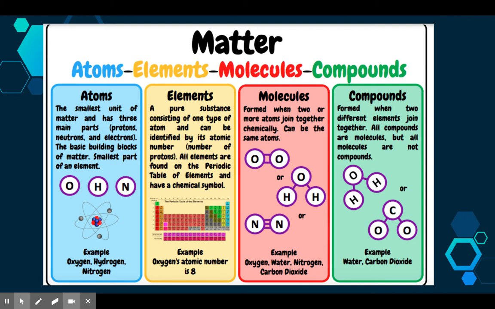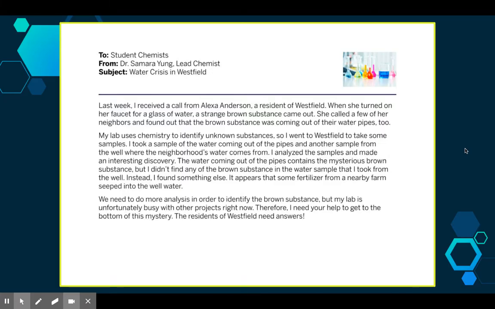And then molecules are arrangements of atoms, how they're arranged. So you can have several different types of elements combined to form compounds. Compounds are molecules. One way to think of it is all compounds are molecules, but not all molecules are compounds. Sometimes molecules are made of just multiple atoms of the same element. All right, so that's in there for your review.